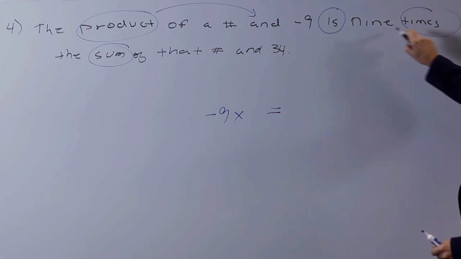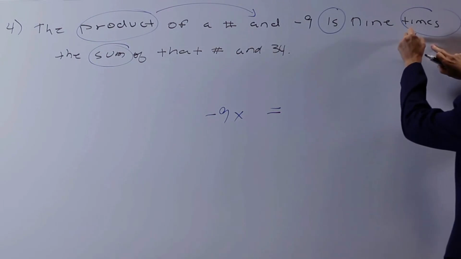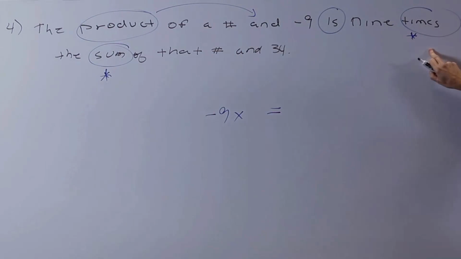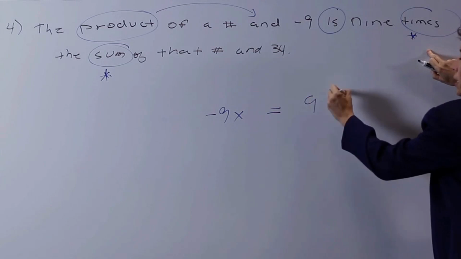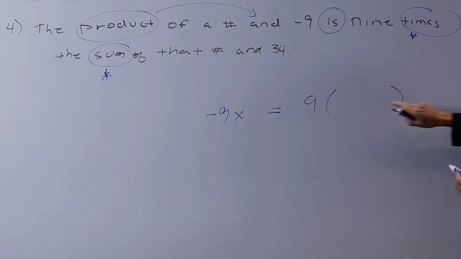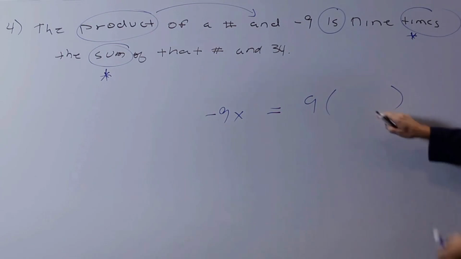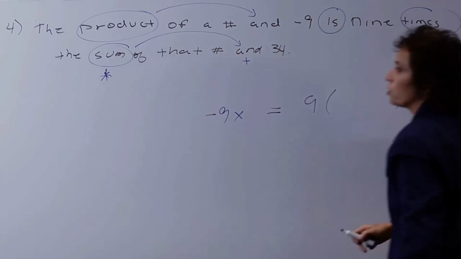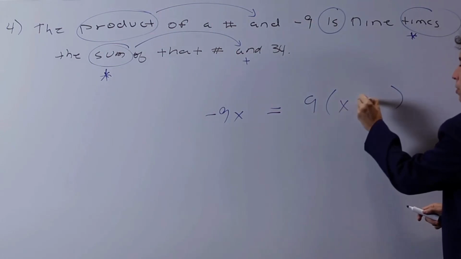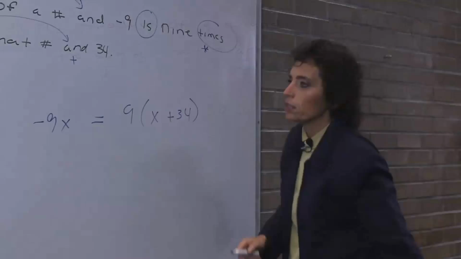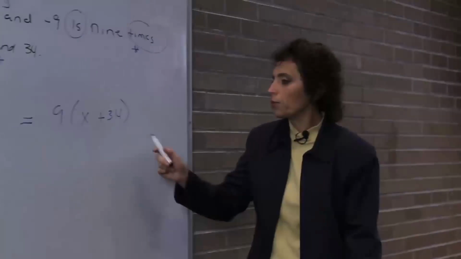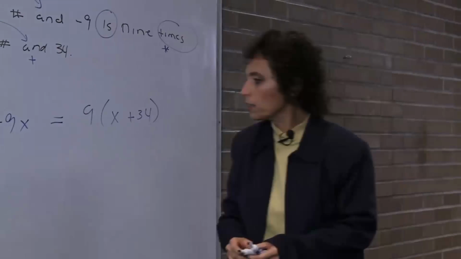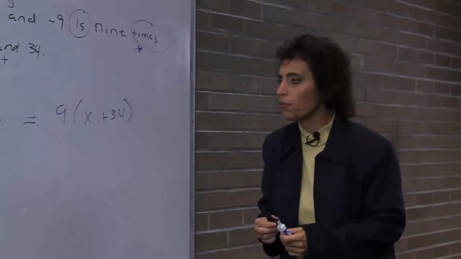Okay, 9 times the sum. Oh, look, look, look. An operation followed by an operation. Ding, ding, ding, ding, ding. Okay, we need a parentheses there. So it's 9 times the sum, because that's 9 times the entire sum is going to be there. Now sum is a keyword that means addition. The and tells me where the plus goes. Of that number, so that same number, and 34. So that number and 34, and that's how that looks. That's a beauty. If you could do that, you pretty much could do anything. All right, so that's number 4.